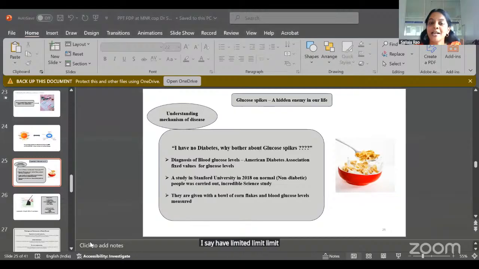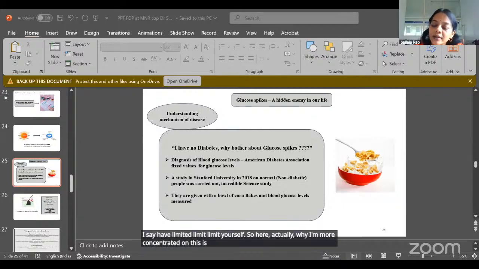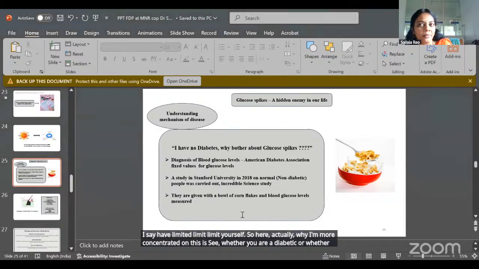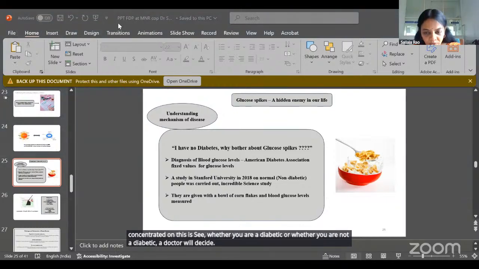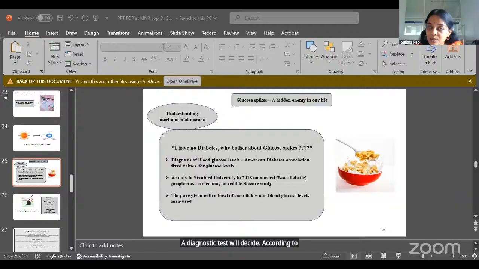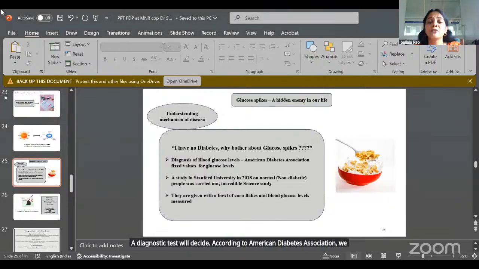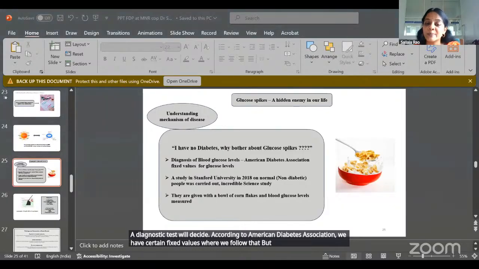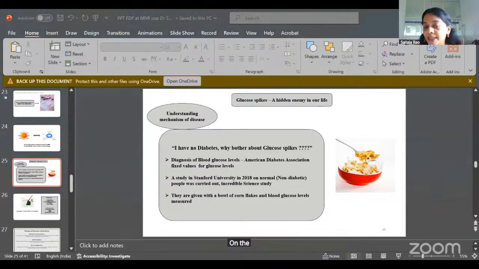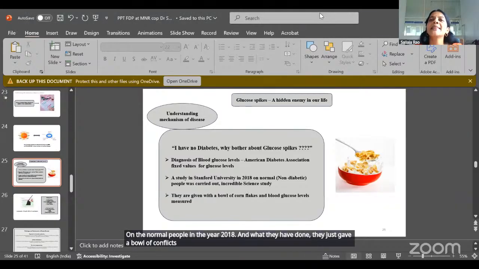Here, why I am more concentrated on this is, whether you are diabetic or not, a doctor and a diagnostic test will decide. According to the American Diabetes Association, we have certain fixed values that we follow. But keeping all this aside, a study was done at Stanford University by some scientific experts on normal people in the year 2018. They gave them a bowl of cornflakes along with milk and measured their blood glucose levels. Next slide.